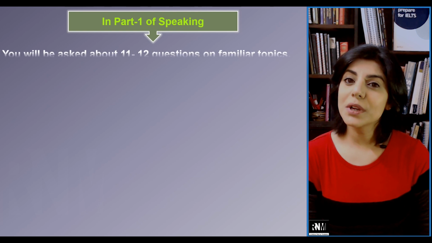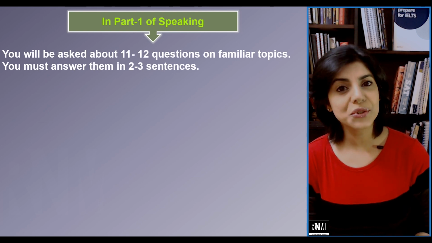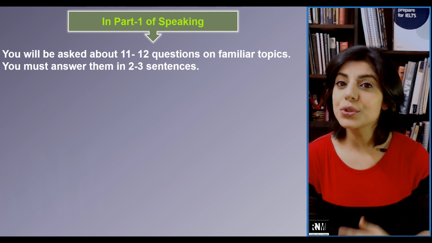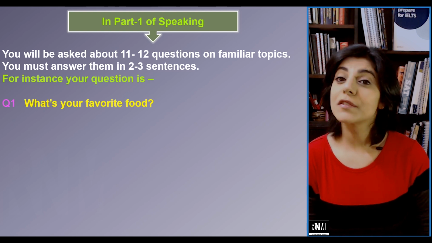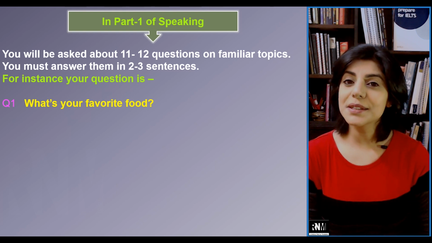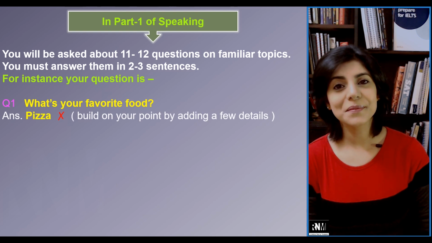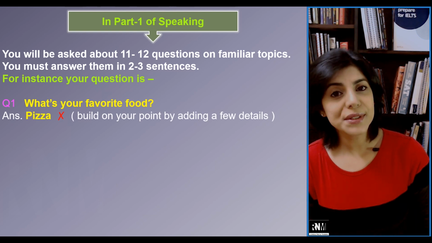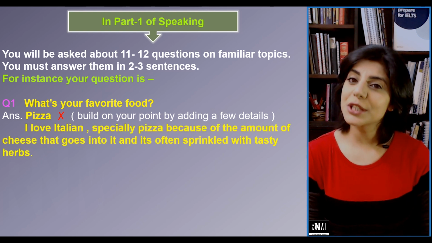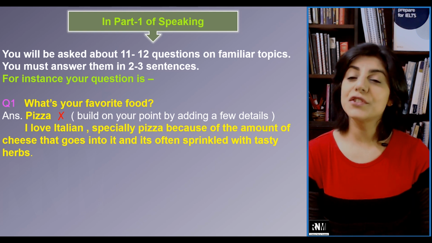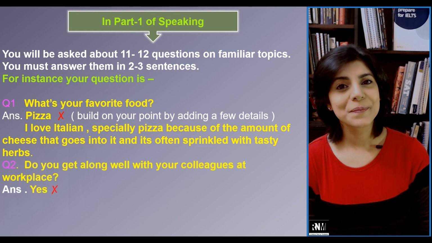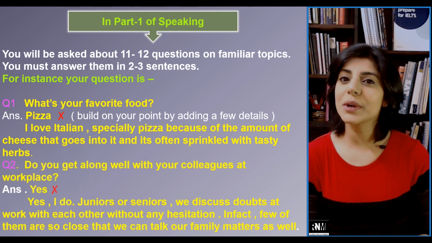In Part 1, you will be asked about 11 to 12 questions on familiar topics. You must answer them in 2 to 3 sentences. For instance, your question is, what's your favorite food? Your answer can't be just "pizza." You need to build on your point by adding a few details, such as, I love Italian, especially pizza, because of the amount of cheese that goes into it, and it's often sprinkled with tasty herbs. And that's how you attempt all the questions in Part 1.